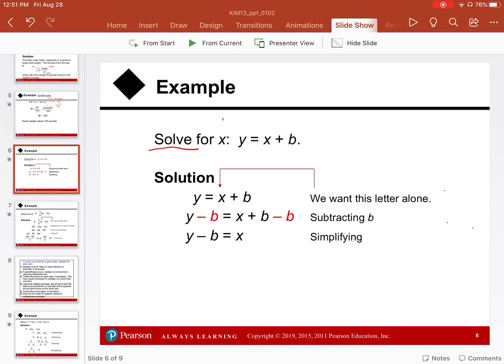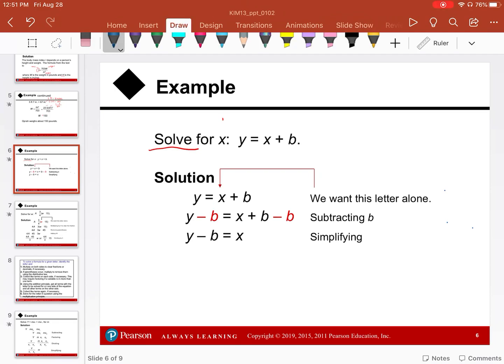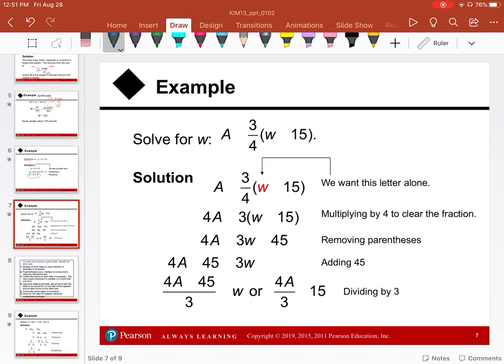We're here. All right, so we subtracted b and we're left with our answer of y minus b. Let's go on to the next slide. Solve for w.